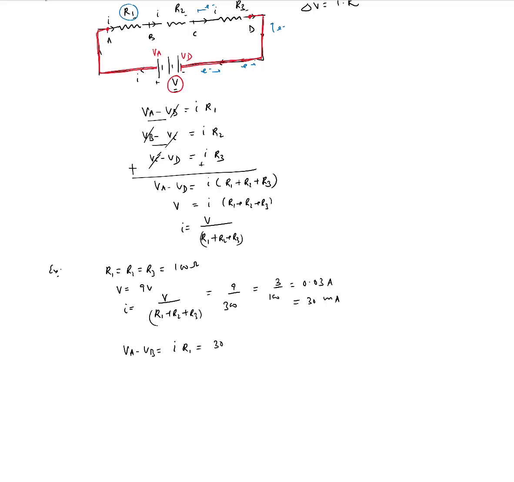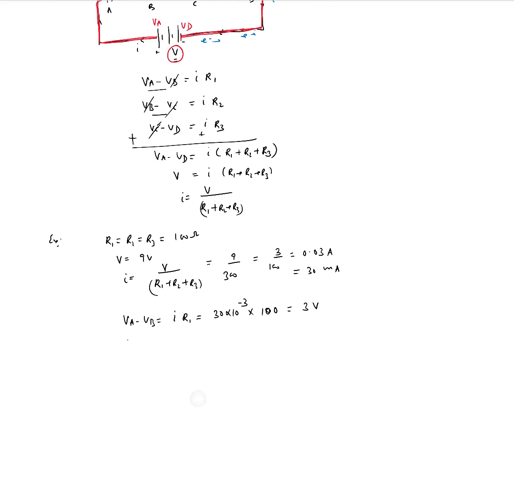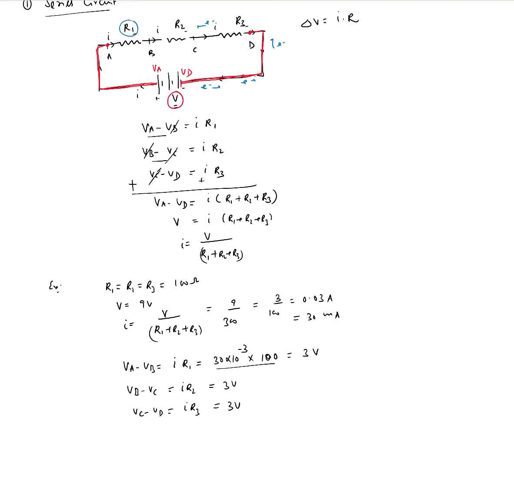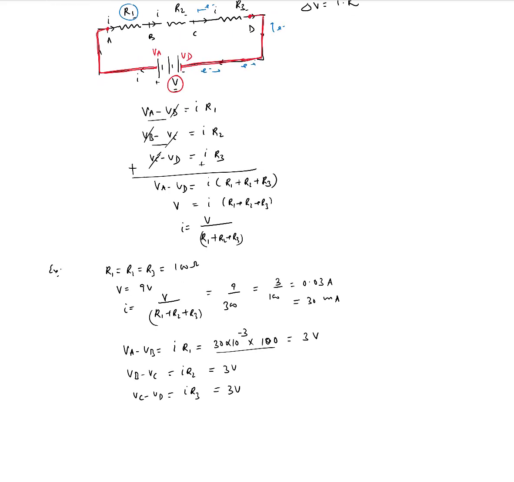The current we have just computed is 30 milliamps, so that's 30 times 10 to the power minus 3, and R1 is equal to 100 ohm, so that would be equal to what? This would be 3 volt, right? That'll be 3 volt for you. And similarly between B and C, which is I times R2, would be the same because these numbers are the same, so that's 3 volt, and between C and D is also 3 volt. Right? So there is 3 volt of voltage dropped across each of these 3 resistors.